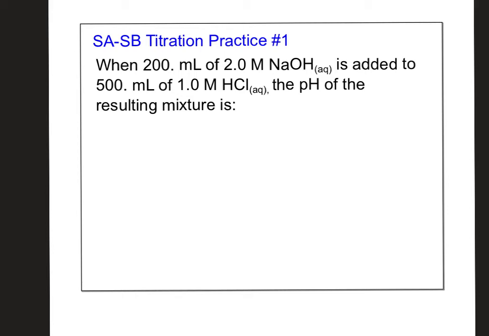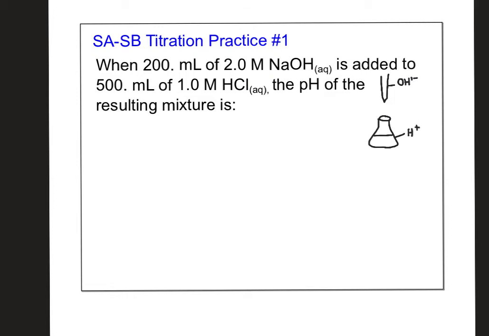All right, in this problem, I have 200 mL of 2 molar NaOH added to 500 mL of 1 molar HCl. What is the pH? First, I'm best off if I have a picture. It says NaOH is added, so that means it's coming from the burette, and NaOH is a strong base, so I'm just going to say it's hydroxide. Down below, this must be my acid, and HCl is a strong acid, so that is H+.